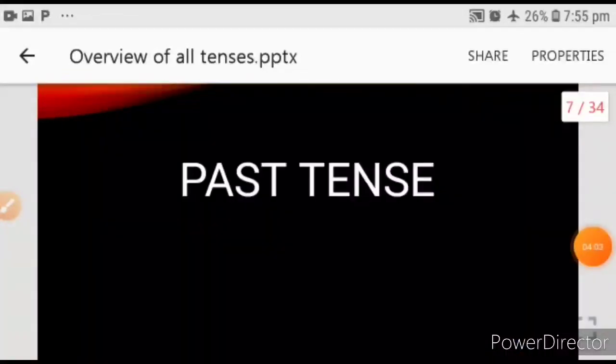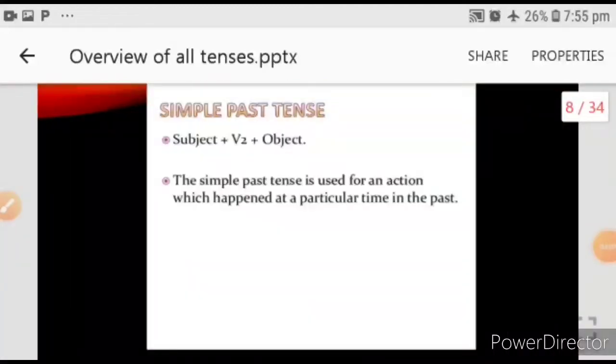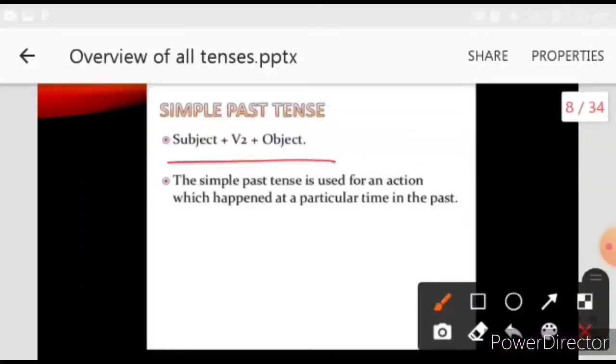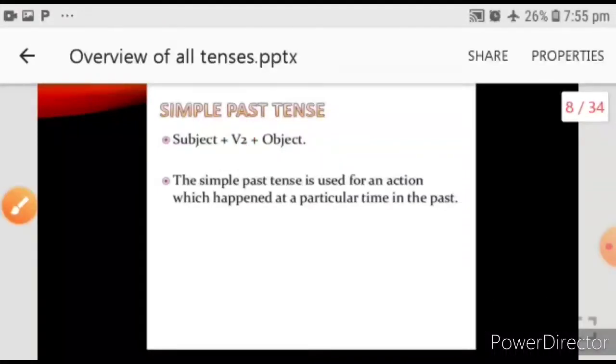Now we are going to do present tense in a bit of detail. Now here we are with the simple present tense. The formula for the simple present tense is that you are going to use subject plus a second form of the verb. Now V2 means second form of the verb and object. Now simple present tense is used for an action which happened at a particular time in the past.